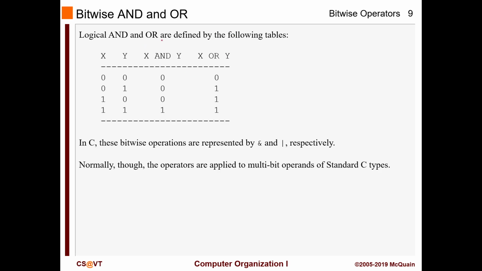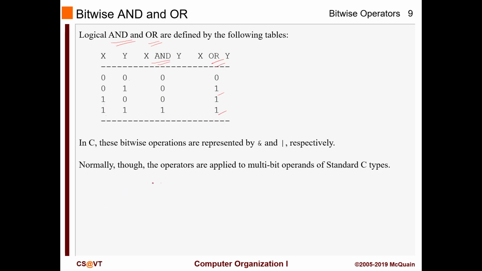There's also the logical AND operation and OR operation. So in this case, 0 0, remember, if there's any sort of 0, it's going to be 0 in terms of AND. If there's any sort of 1, it's going to be 1 in terms of OR.